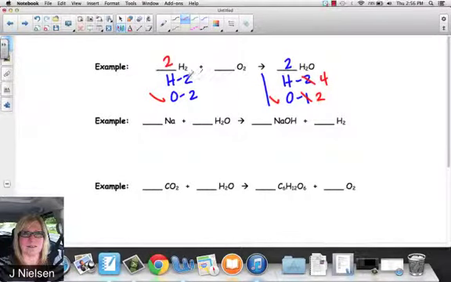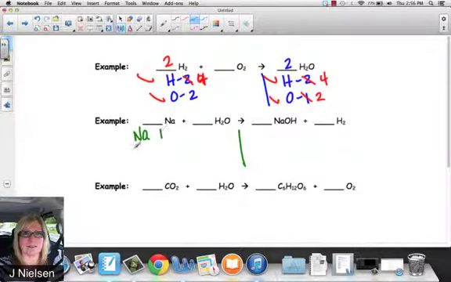If I put a 2 here, I now have 4 H's. And now my H's are balanced. So my balanced equation is 2H2 plus 1O2. I don't have to write the 1, it's unspoken, plus 2 waters. Okay, 2 more examples and we're done.